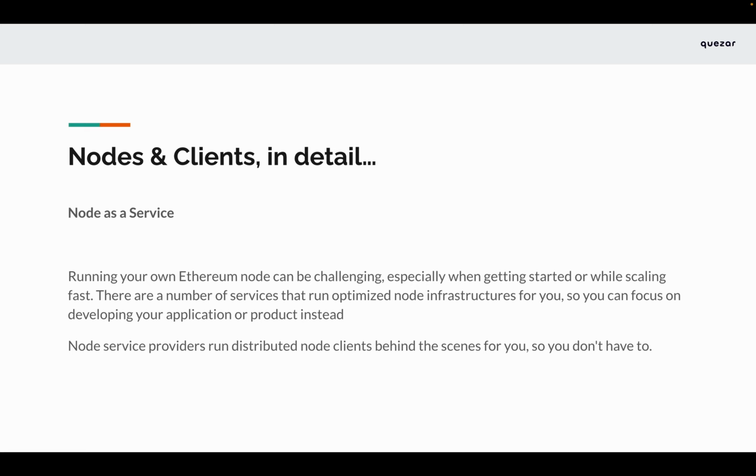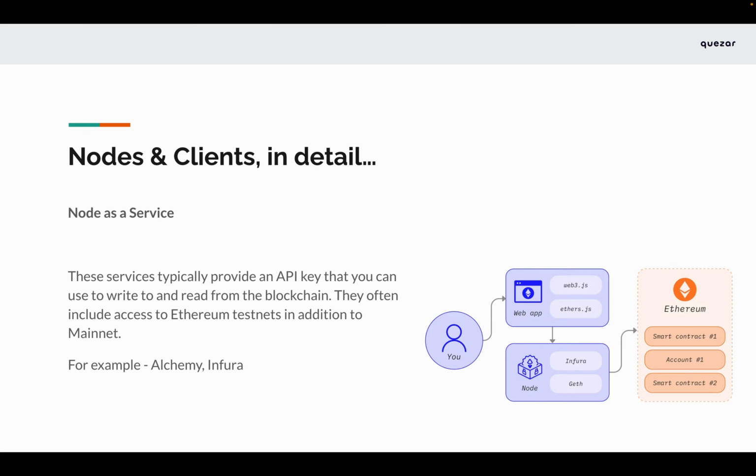These node service providers run distributed node clients behind the scenes for you, so you don't have to. These services typically provide an API key which you can use to read and write from the blockchain, and they often provide support for the different networks of Ethereum like Mainnet, Goerli, Sepolia, or Holesky. Some examples of these services are Alchemy, Infura, etc.